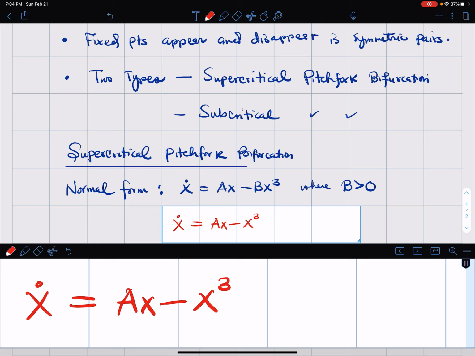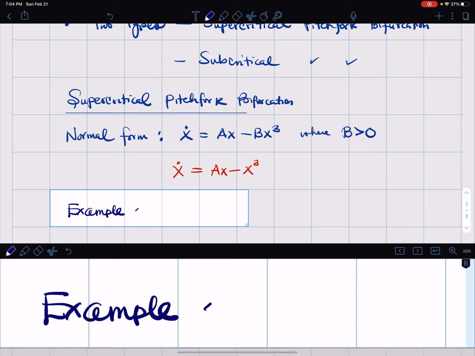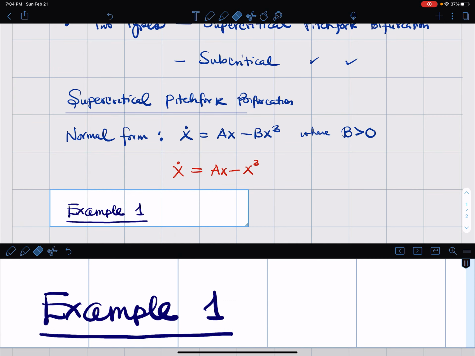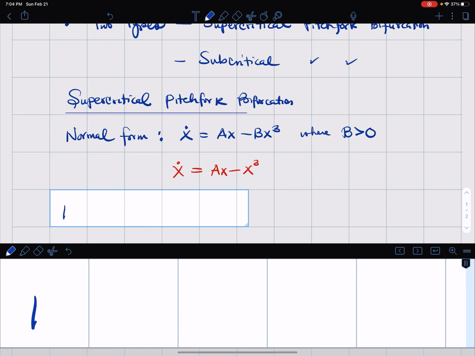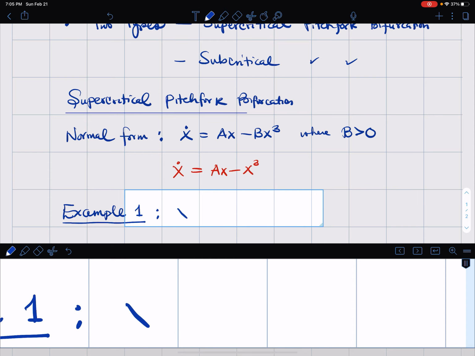So let's do an example. Example 1. I liked the color I had before. I don't like this dark. I don't like this warm blue. Example 1. Let's discuss the bifurcation for x dot is equal to rx minus x cubed.